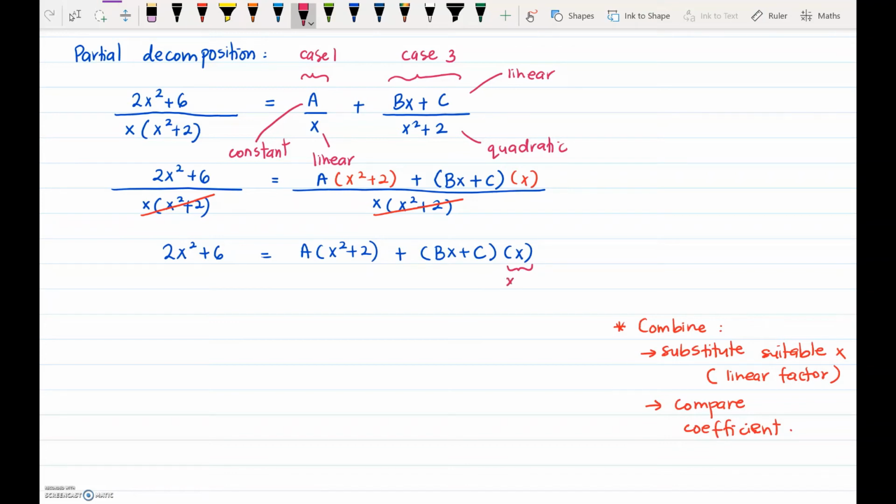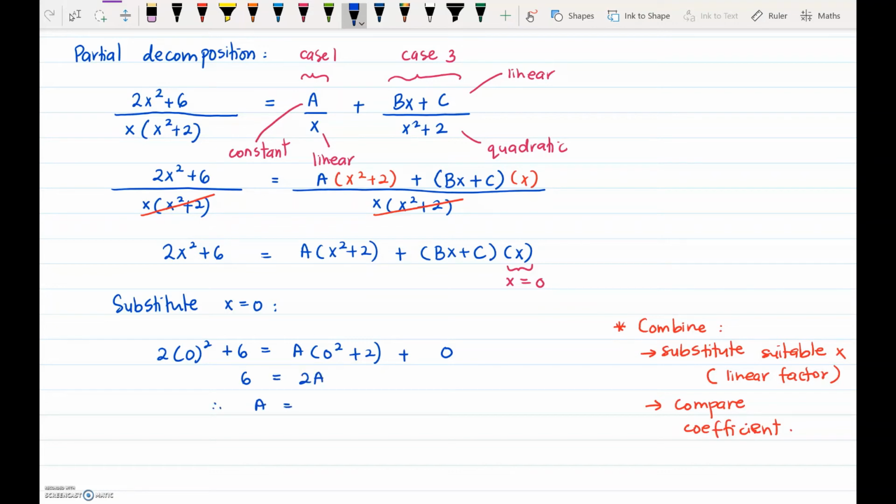So in this case, we can use x equals 0. Next, substitute x equals 0. We will get 2 times 0 squared plus 6 equals a(0 squared plus 2) plus, and this part automatically will be 0. When you simplify, you will get 6 equals 2a, and we will get a equals 3.